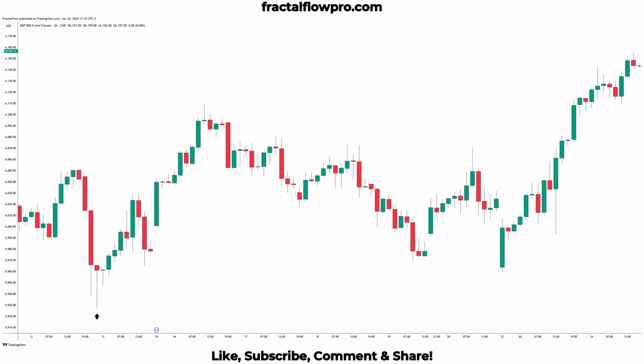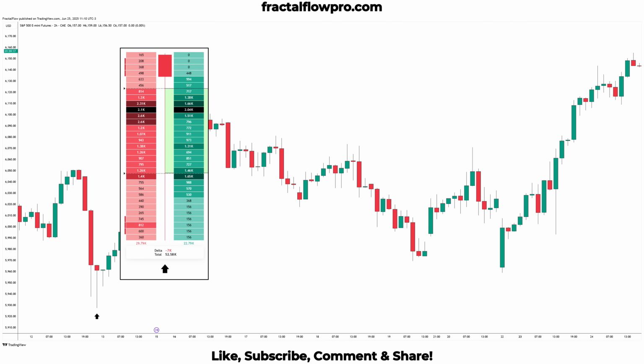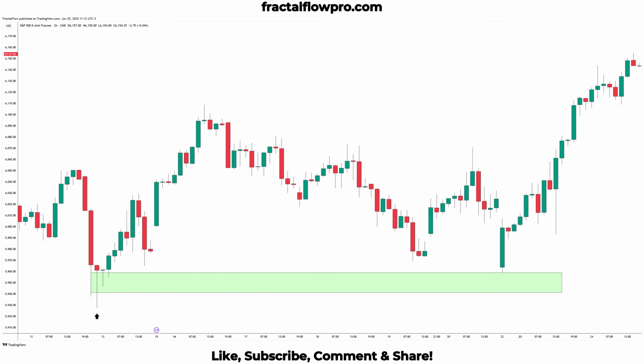Here we have once again a swing low marked by the black arrow. If we access the footprint of this candle and highlight only the value area, we get this zone. Later we can see that price returns exactly to the upper limit of this area.